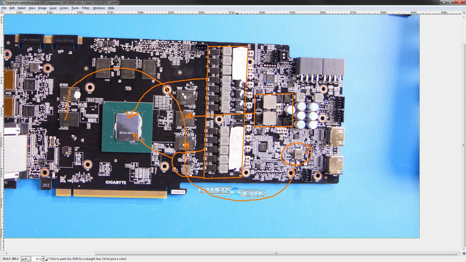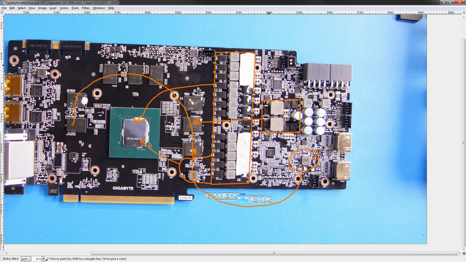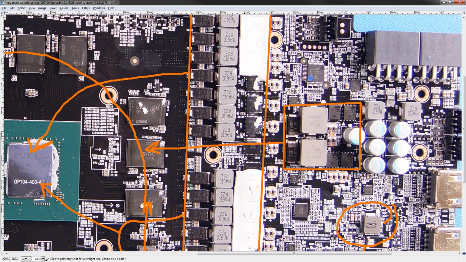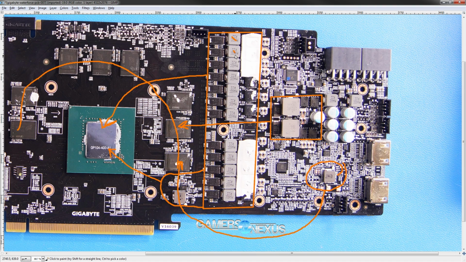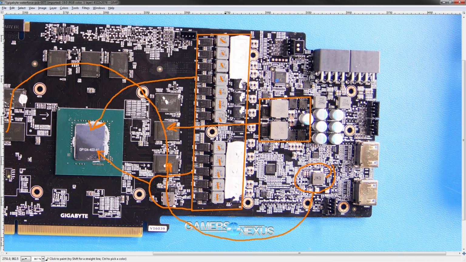So with all of the VRMs identified, let's actually take a closer look at what they're made up of. First of all, the core voltage is a 12-phase VRM. We have 1, 2, 3, 4, 5, 6, 7, 8, 9, 10, 11, 12 inductors or chokes, whichever you prefer to call them. And each of these has its own Dr. MOS power module. Unfortunately, the thermal pads cover some of them, but if those weren't there, you could see that there's actually 12 of these, so this is a real 12-phase design.